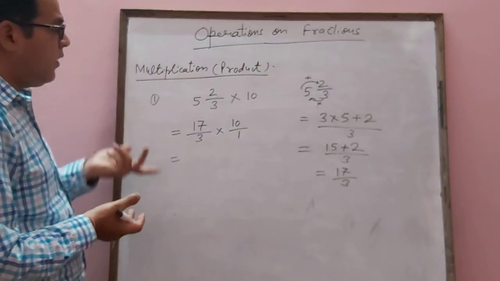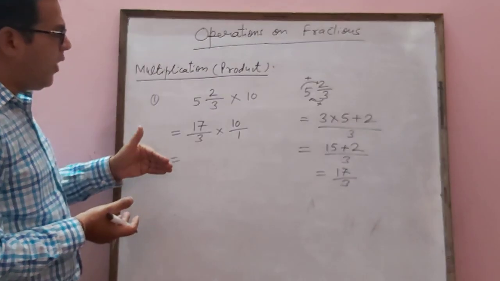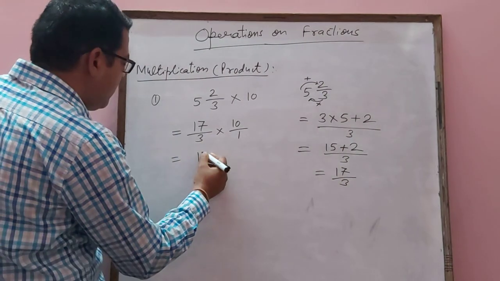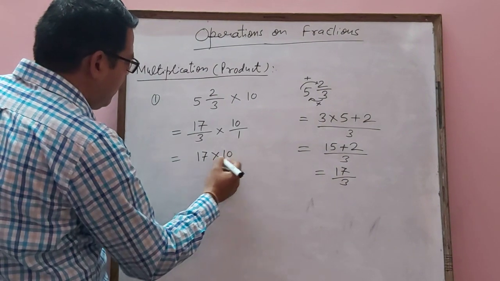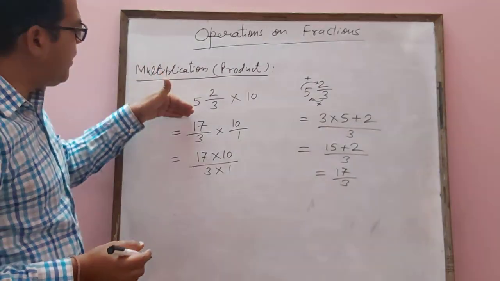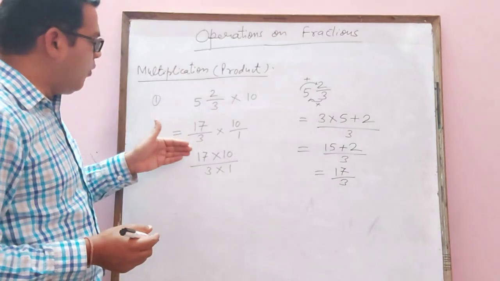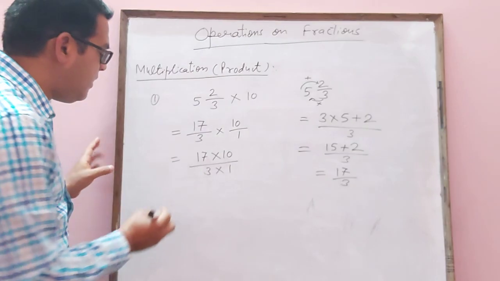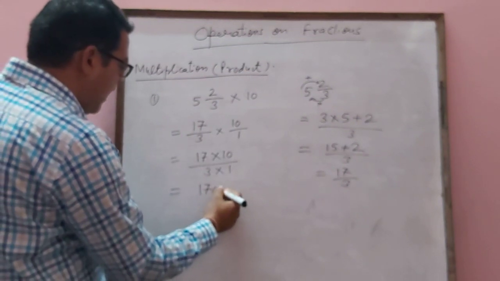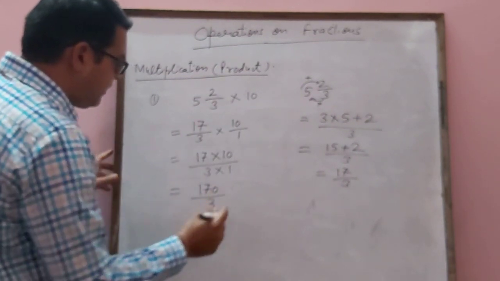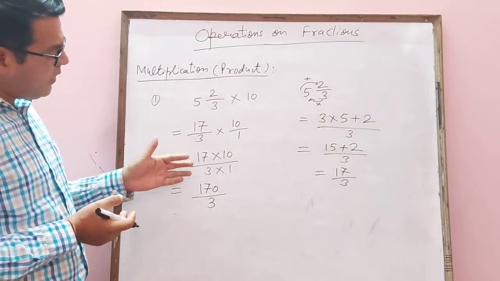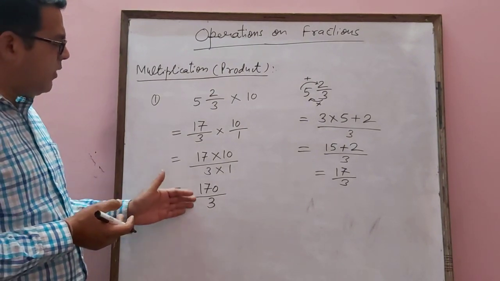Right? So now we can follow the same procedure that we have already been following. So what can we do here? 17 multiplied by 10 over 3 multiplied by 1. It means we are multiplying numerators with numerators and denominators with denominators. Right? So 17 multiplied by 10, we have 170. And 3 into 1, we have 3 only. 170 upon 3. Right? So you can see here, which kind of fraction is this?